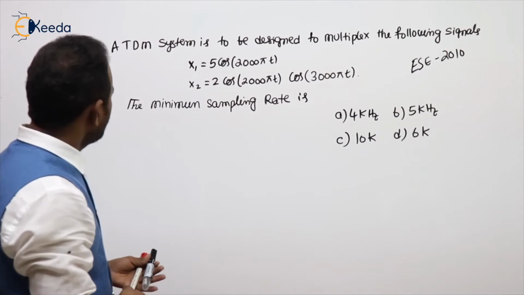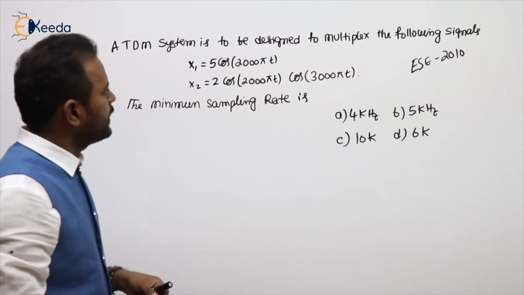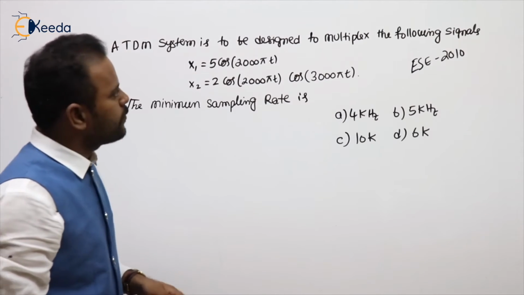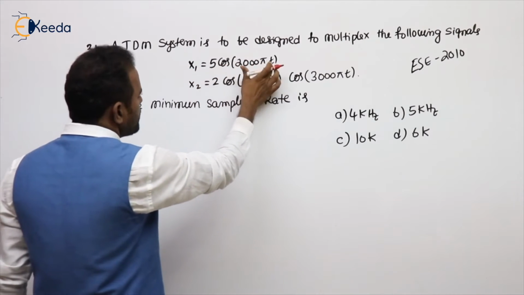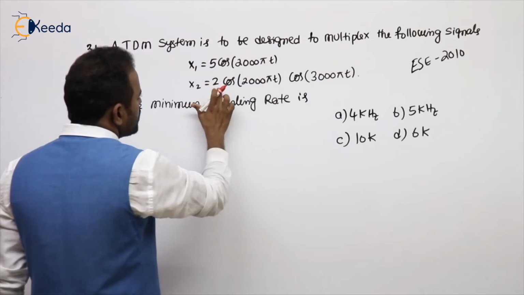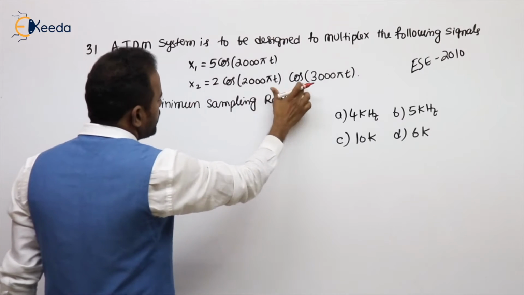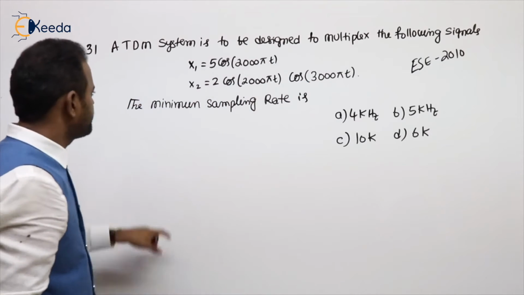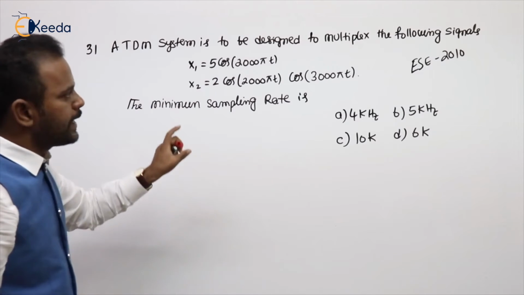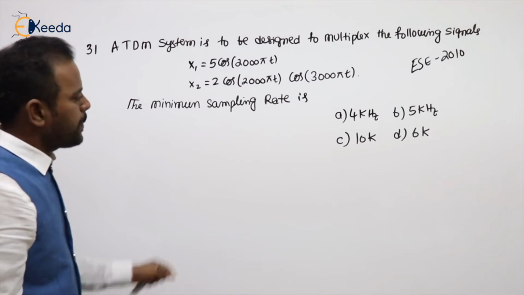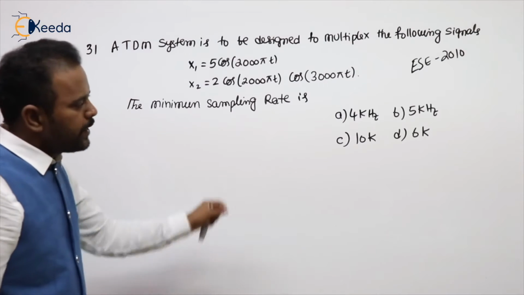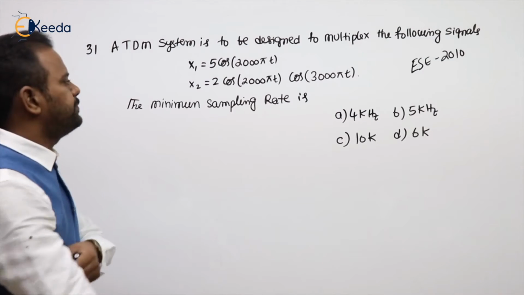See the next problem. A TDM system is to be designed to multiplex the following signals. X1 equal to 5 cos 2000 pi t, X2 equal to 2 cos 2000 pi t into cos 3000 pi t. The minimum sampling rate is option A 4K, option B 5K, option C 10K, option D 6K.